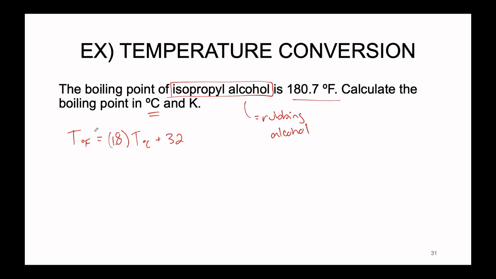Let's insert our 180.7 degrees Fahrenheit in for the temperature in Fahrenheit. We'll fill in the rest of the equation: it's equal to 1.8 times the temperature in degrees C plus 32. Now, rules of algebra. How do we solve for our temperature in Celsius? We need to make sure that all numbers are on one side of the equation, say the left-hand side, and our temperature in Celsius is on the right-hand side, isolated and alone.